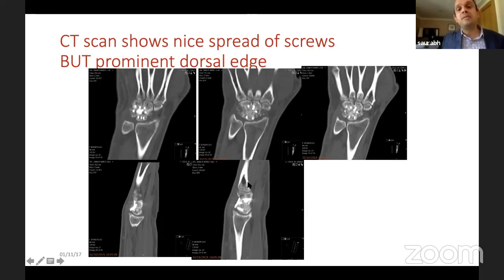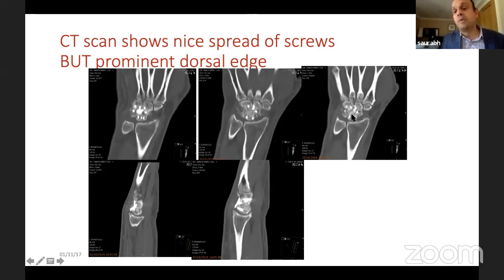But because we had done a CT scan, I thought I'll put these slides also. See how nicely the screws are spread. Radius, lunate, I've got two screws in lunate, three in capitate. That's where most of your screws should go. And it should spread all around in all your four bones.